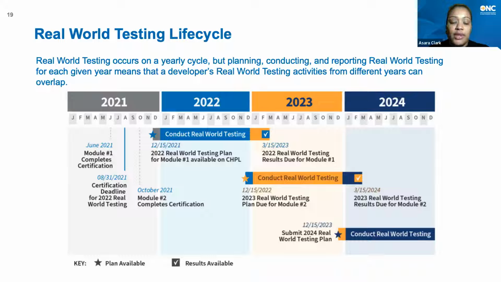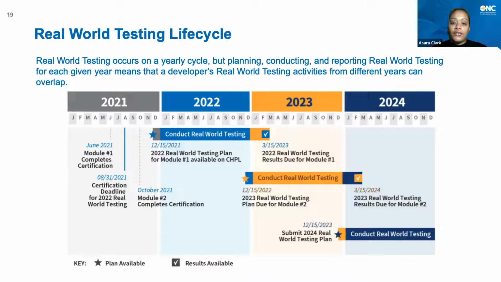I'll sort of stop that example there, but also want you to note that that March 15th plan for real world testing results reports to be made publicly available on Chapel will also have a separate deadline for your ONC ACB to be able to receive those plans and conduct completeness checks on them to make sure they're complete and have all the required elements that we outline in regulation.